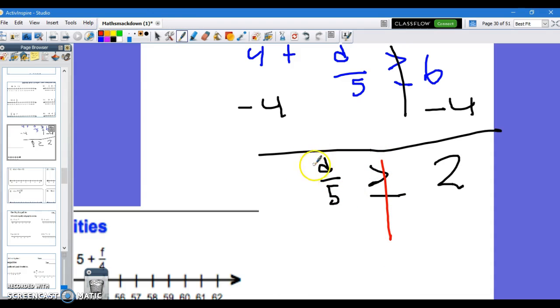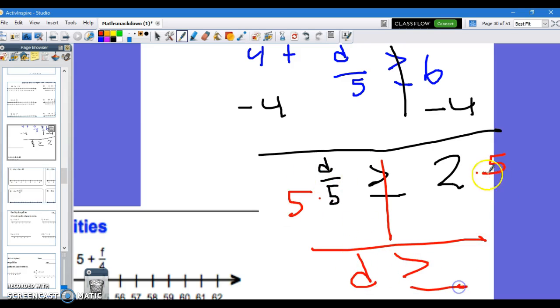This is a fraction, which means divide, so I will do the opposite of divide, multiply. So multiply 5 on both sides. Long story short, that's going to cancel out, leaving you d. 2 times 5 is 10. So I have d is greater than or equal to 10.